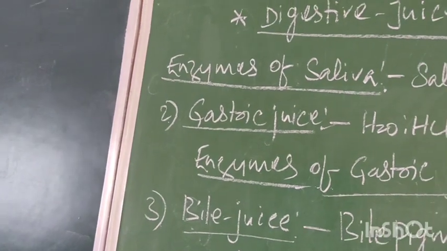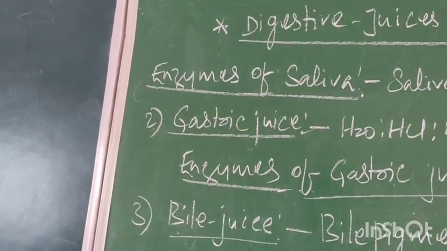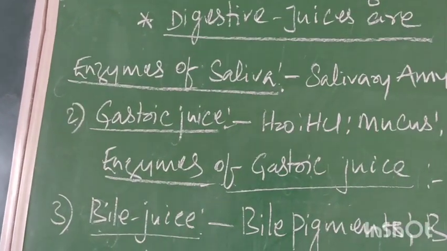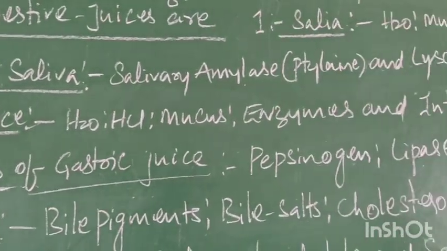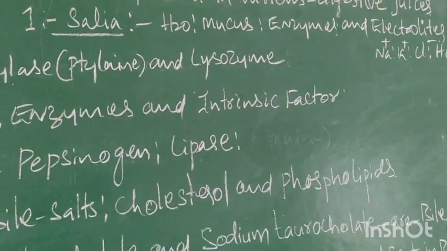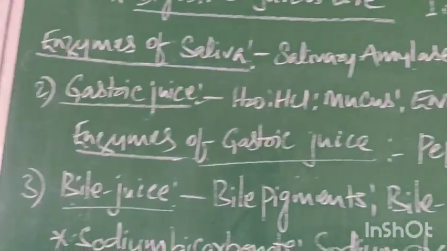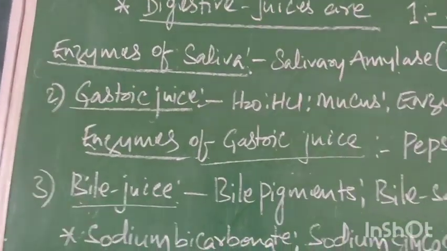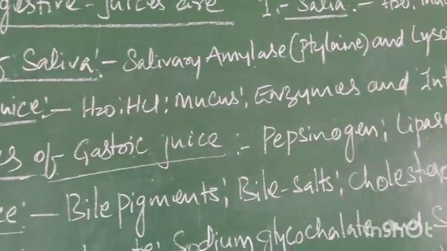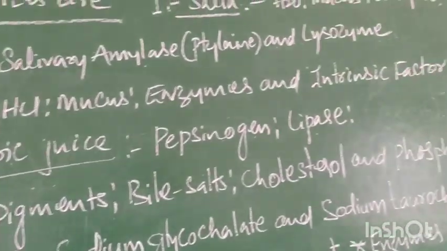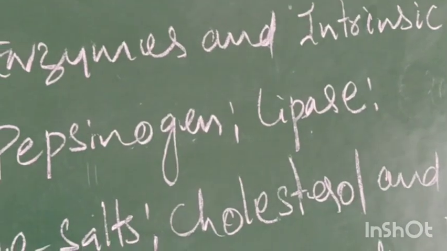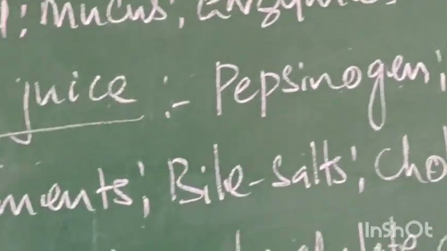Now, the second one is gastric juice. The composition of gastric juice: water, HCl, mucus, enzymes and intrinsic factor. Now come to the enzymes of gastric juice: pepsinogen and lipase are the two main enzymes which are present in gastric juice.